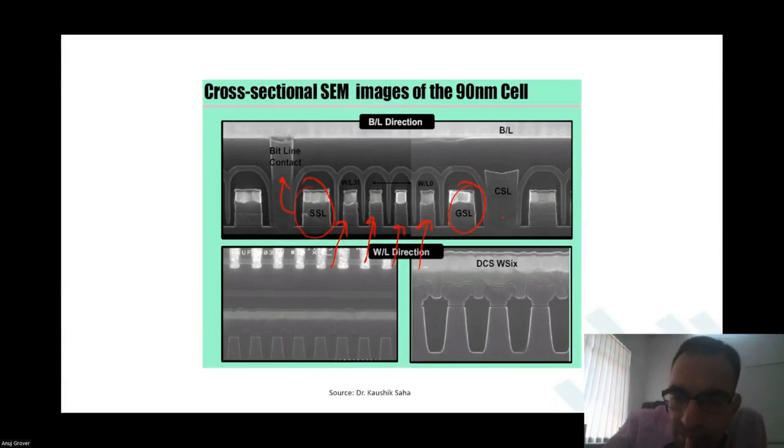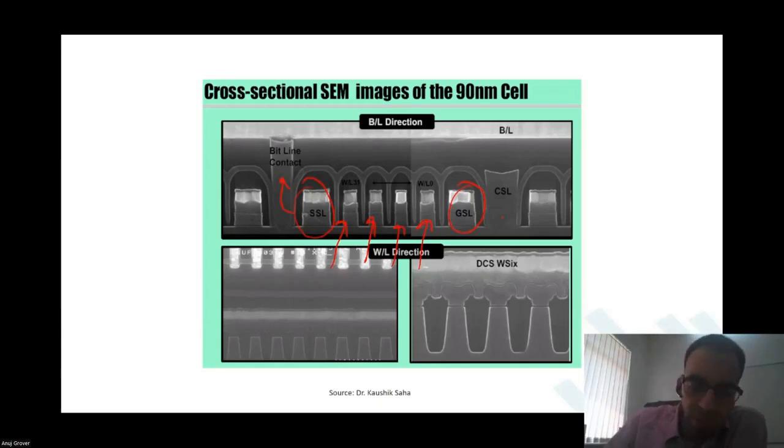Sir, I wanted to know, in the previous slide, the main reason for the NAND to be denser was the poly spacing. I'm not convinced with the reason for the NAND to be more dense. Can you just highlight once more?